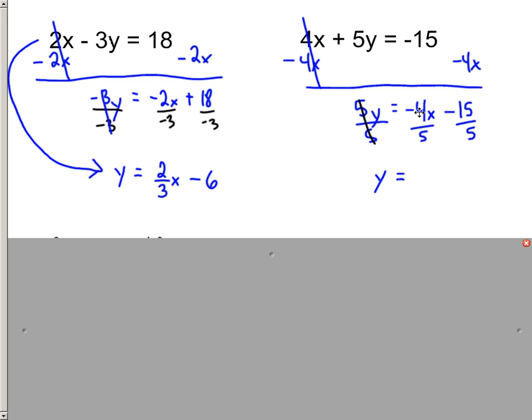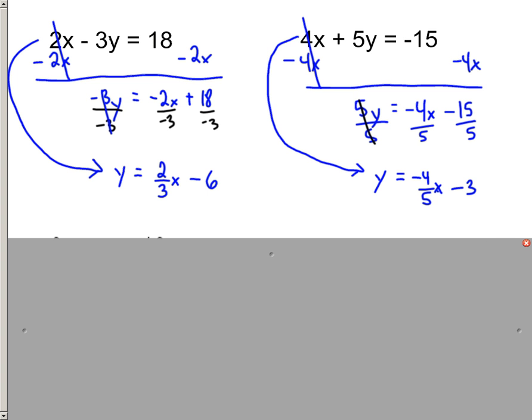This is a negative 4 divided by a positive 5. So it's still going to be a negative answer, so we need this negative sign. But it's not going to be a nice and neat integer, so we're just going to leave it as a fraction, and I'm just going to drop this x right there. So it's like negative 4/5 times x. And then what's negative 15 divided by positive 5? It would be negative 3. So again, we went from a standard form equation to slope-intercept form.